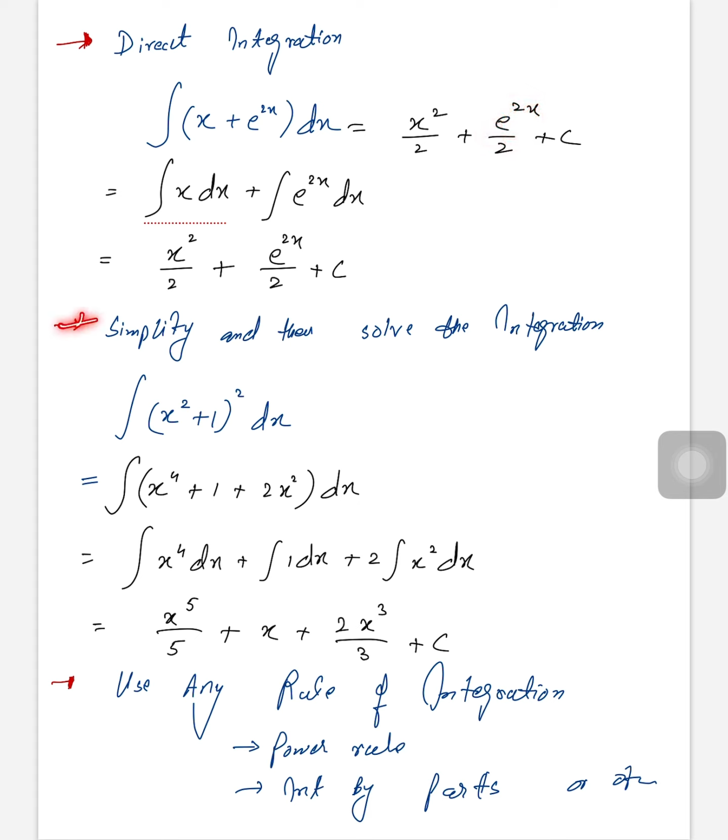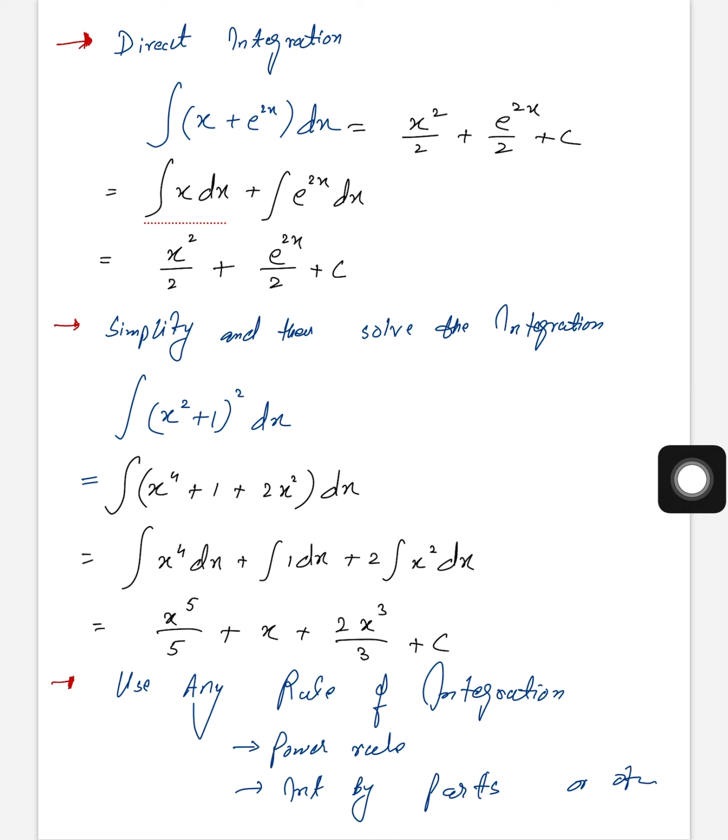The second step is first simplify the question and then solve the integration, right? Like this, a plus b whole square. First we can simplify it by using some formulas. So I expand the formula, then I take the integration, right?